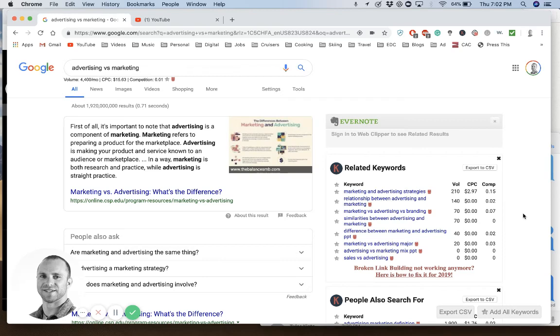We're going to discuss the difference between advertising, marketing, and sales. Three very similar concepts, but with very distinct purposes.